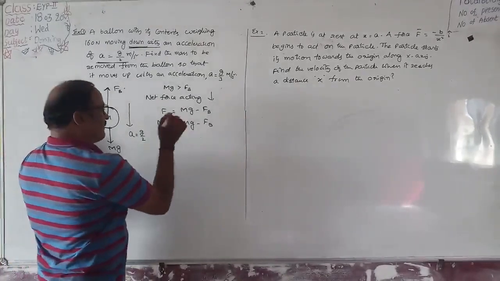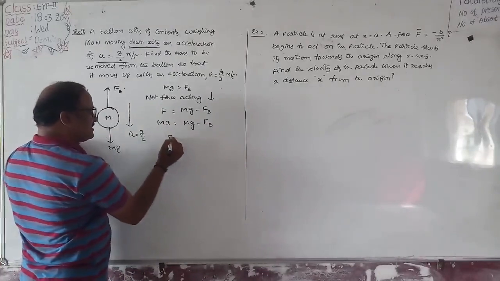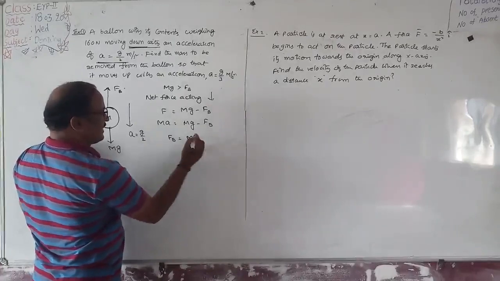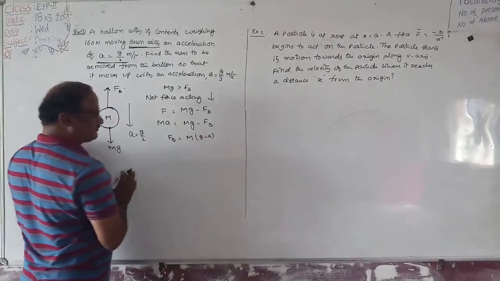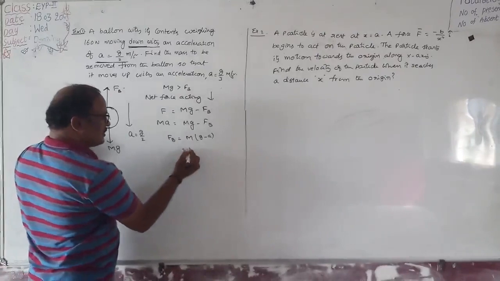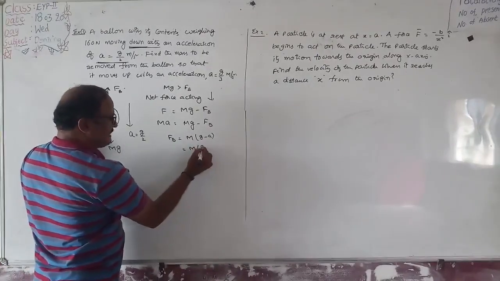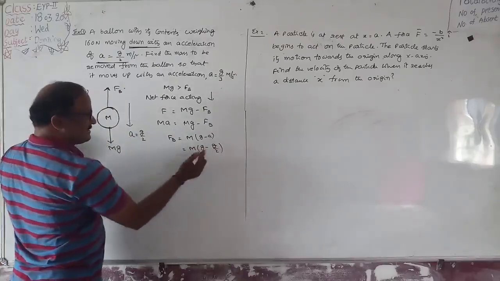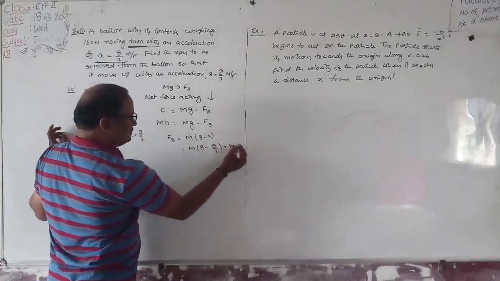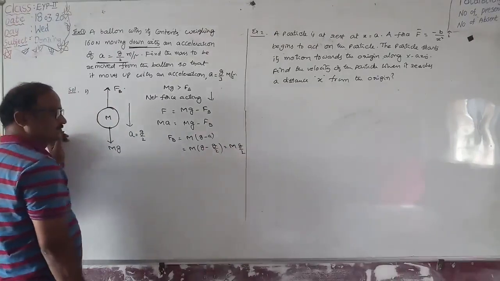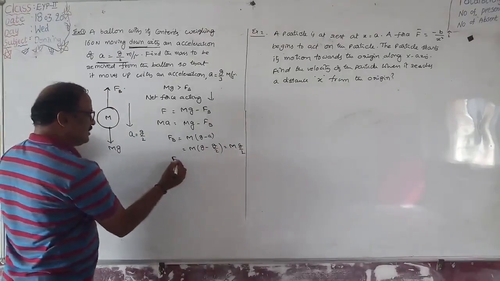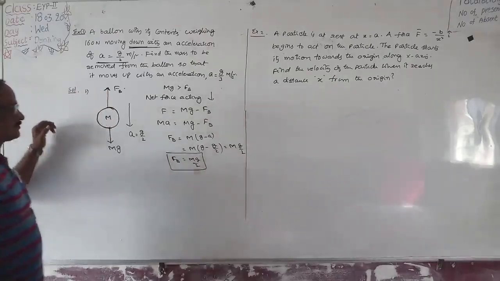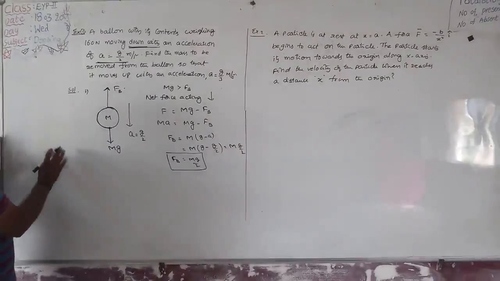Okay. From this formula, what is the value of Fb? Fb is equal to Mg minus Ma, or M into (g minus a). It is equal to capital M into (g minus a), where a is replaced by g by 2. g minus g by 2 is equal to g by 2. Right? Fb is equal to capital Mg by 2. Remember this formula. Okay. It is situation 1.